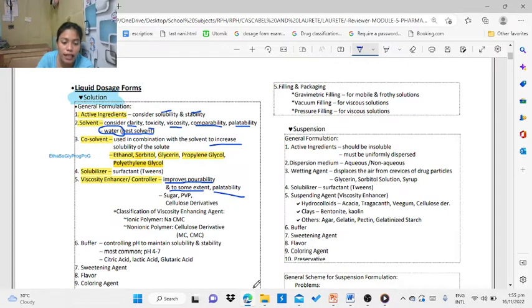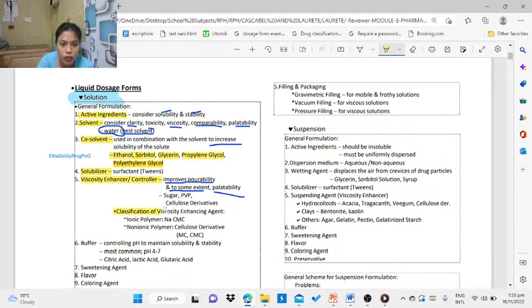Next is classification of viscosity enhancers. It is classified as first, the ionic polymer, the sodium CMC, and the non-ionic. Ionic polymer is the sodium CMC and ionic cellulose derivative, the MC.